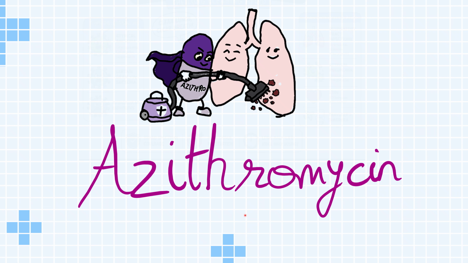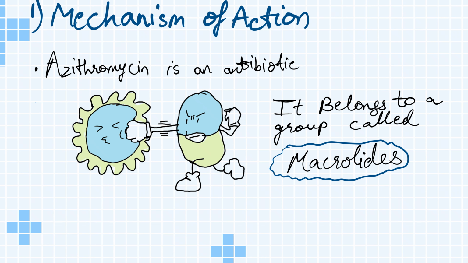In this video, we'll talk about azithromycin. Now let's understand the mechanism of action. Azithromycin is an antibiotic. Yeah, this is an antibiotic punching a bacteria. It belongs to a group called macrolides.